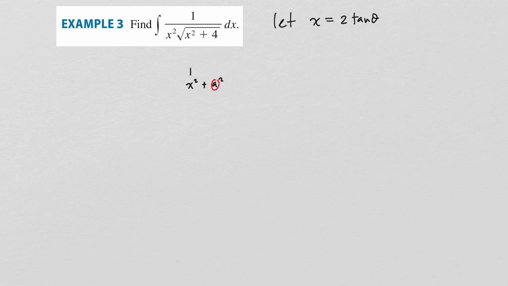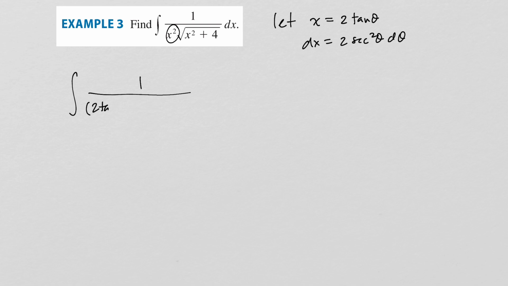All right, so let's go ahead and find dx. So dx will be 2 secant squared of theta, d theta. And when we plug it in our integral, we have a 1 on top. X squared will become 2 tangent of theta quantity squared. And then we have the square root of x squared again, so 2 tangent of theta quantity squared plus 4. And then times dx, which is 2 secant squared theta d theta.